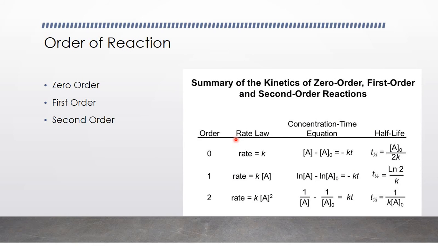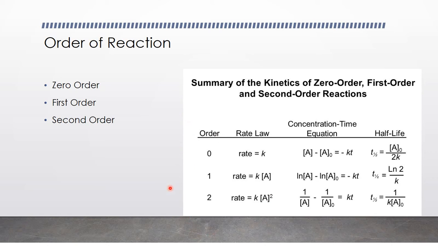Now, depending on the type of reaction, it could be zero order, first order, or second order. The order just refers to the exponent in that rate law expression. So if rate is equal to k times the concentration of A raised to some exponent, if A is raised to the 0, it makes it a 1, so rate is just equal to k. If rate is equal to k[A] to the 1, rate is just equal to k times the concentration of A. For a second order, it would be rate equals k times the concentration of A squared.